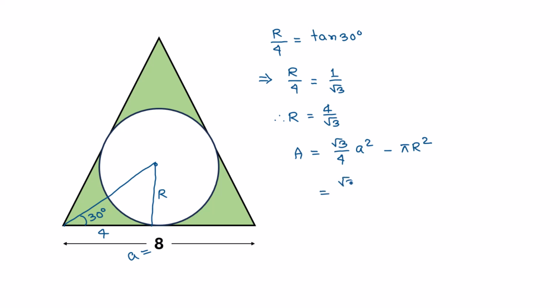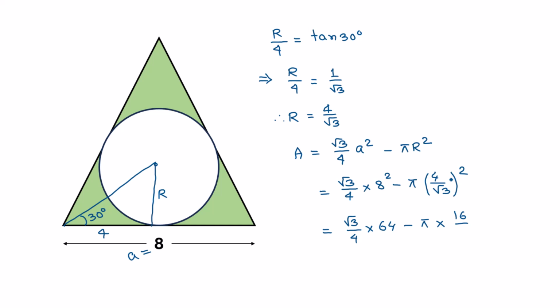square root of 3 over 4 times the side length of this triangle, 8, squared, minus pi times the radius, 4 over square root of 3, squared, is equal to square root of 3 divided by 4 times 8 squared, which is 64, minus pi times 4 squared, which is 16, divided by square root of 3 squared.